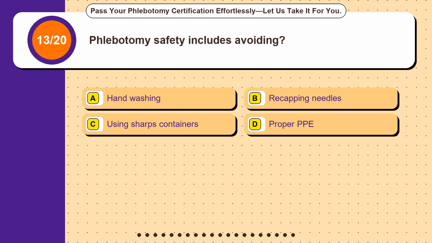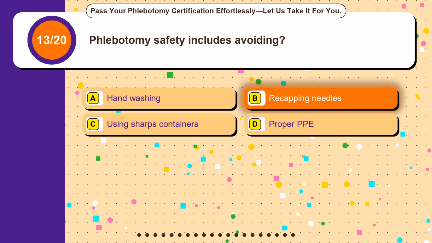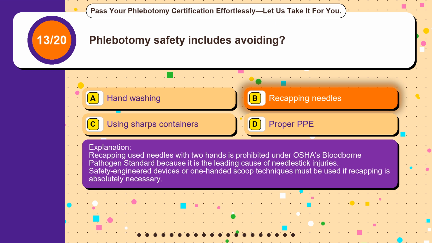Question 13. Phlebotomy safety includes avoiding: Option A, hand washing. Option B, recapping needles. Option C, using sharps containers. Option D, proper PPE. The correct answer is option B, recapping needles. Recapping used needles with two hands is prohibited under OSHA's bloodborne pathogen standard because it is the leading cause of needle stick injuries. Safety-engineered devices or one-handed scoop techniques must be used if recapping is absolutely necessary.